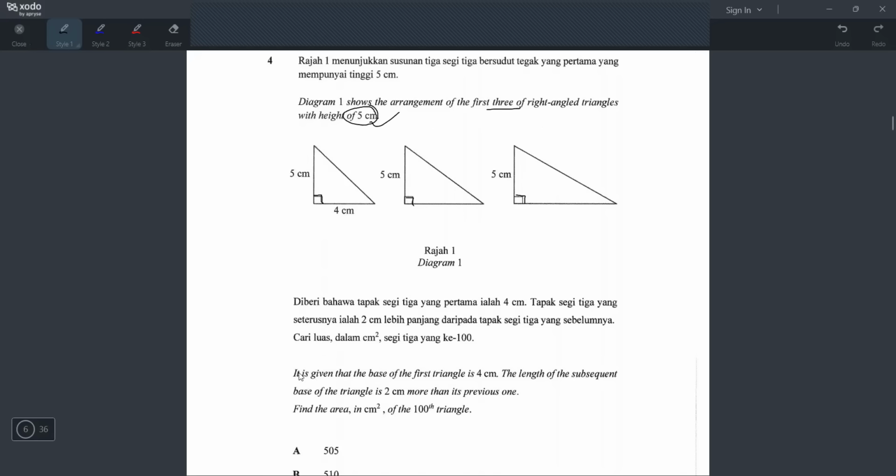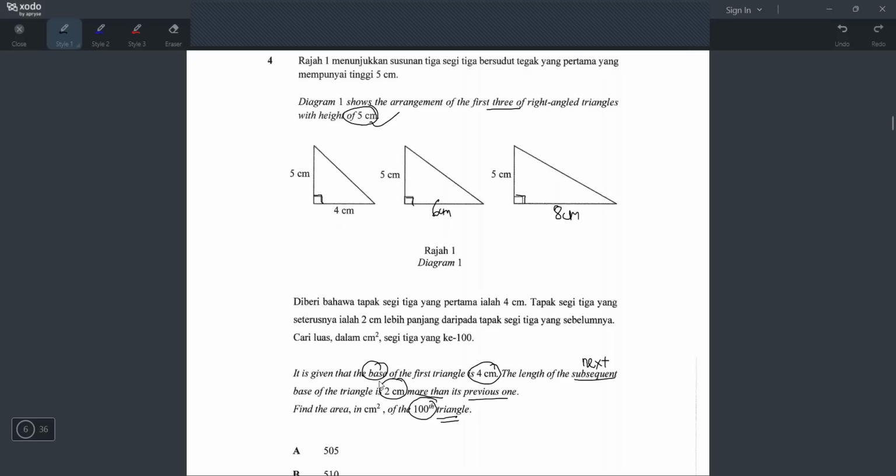So let's see what it says here. It is given that the base of the first triangle is 4 cm. Okay, it's labeled here already. The length of the subsequent, which means the next one, all right? The length of the next base of the triangle is 2 cm more than its previous one. So definitely I have to plus 2, right? Because it's 2 cm more. So 4 plus 2 will be 6 cm. 6 plus 2 will be 8 cm, right? And then it says, find the area in cm square of the 100th triangle.